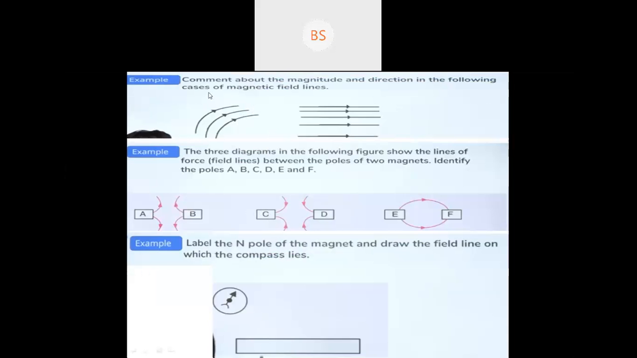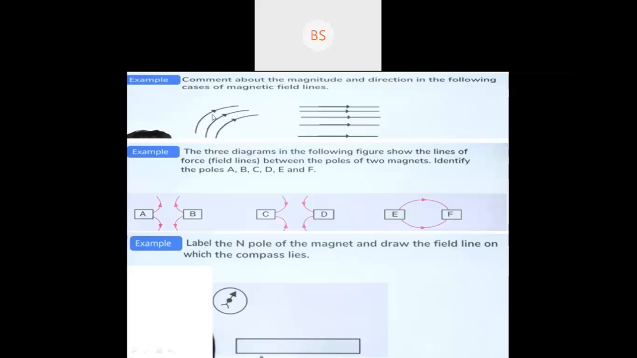The first question, you can read what it is. It is asking: comment about the magnitude and direction in the following cases of magnetic field lines. Now you can see the magnetic field lines. There are two scenarios here. In the first image, magnetic field lines are given. What difference can you find here?